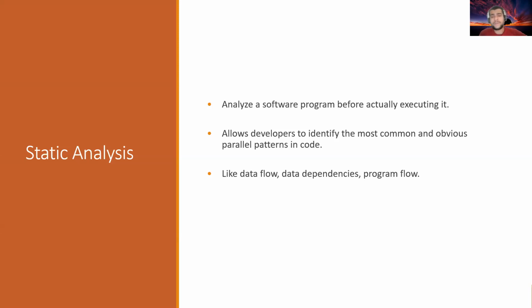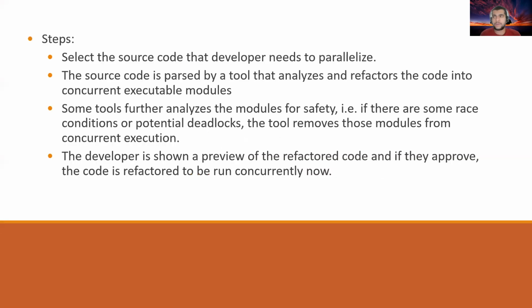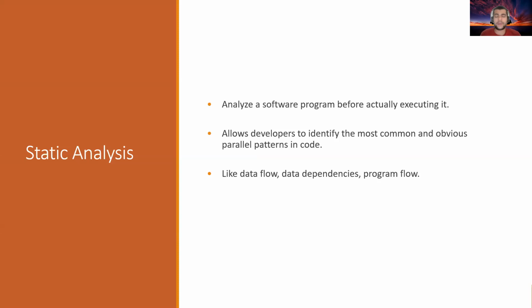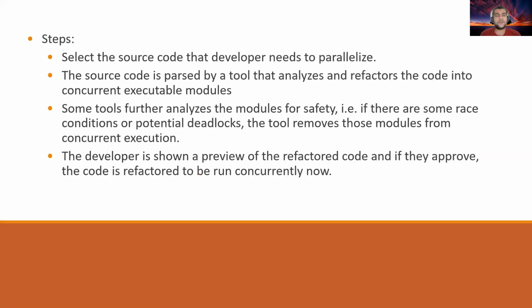And this allows the developers to identify the most common and most obvious parallel patterns in code. So like the most basic level of loop parallelization, and the most basic levels of data flow and data dependencies can be analyzed pretty well, and very fast, with static analysis. So one of the key attractions of static analysis is that it's pretty fast. There's really less overhead.